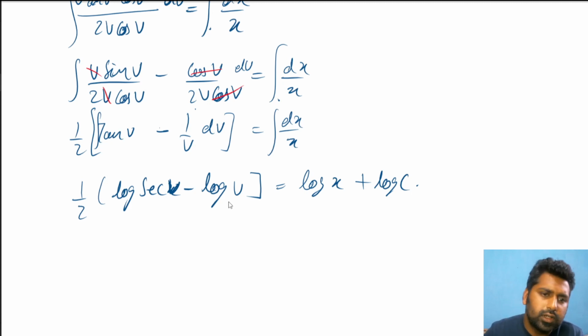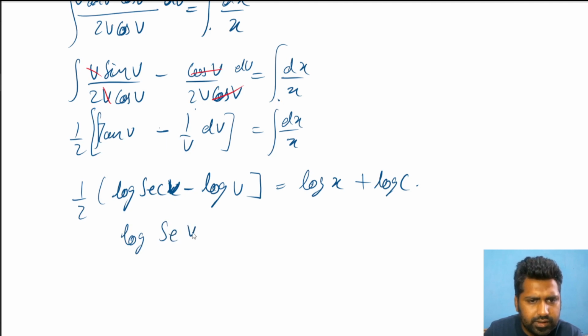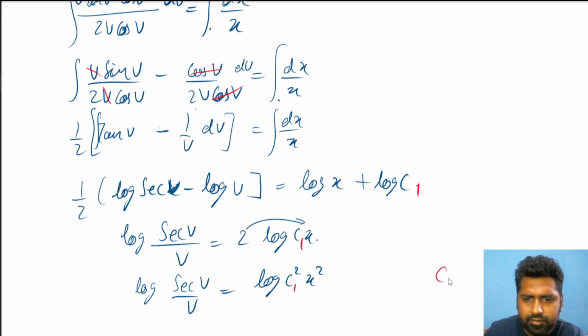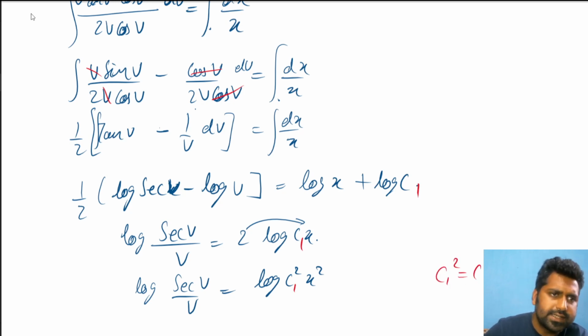All right. Now combine them. Let's combine them. Log sec v upon v is equal to, let's take this 2 to the other side. This becomes 2 log cx. So this becomes log sec v upon v is, take this 2 in the power, this is log c square x square. Again, let's write this as c1, and we'll call c1 square as another constant c.